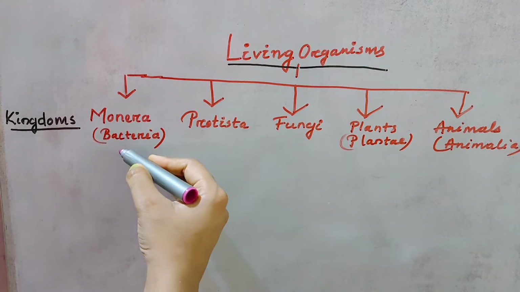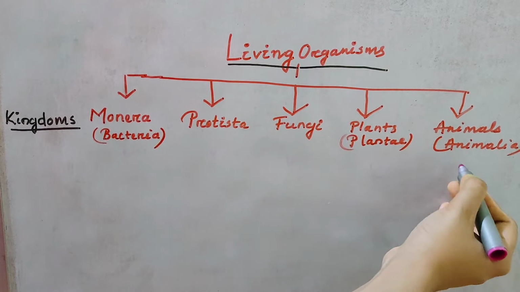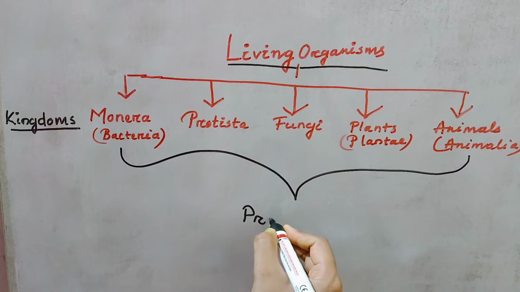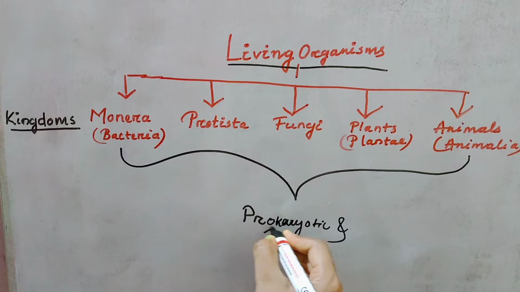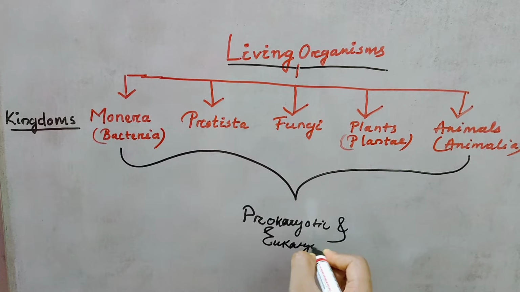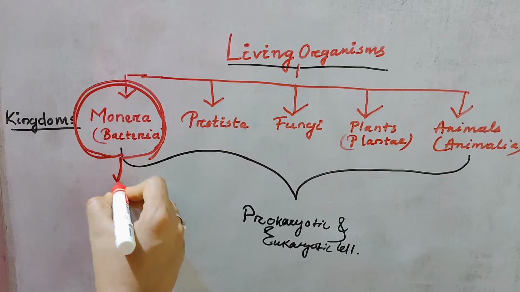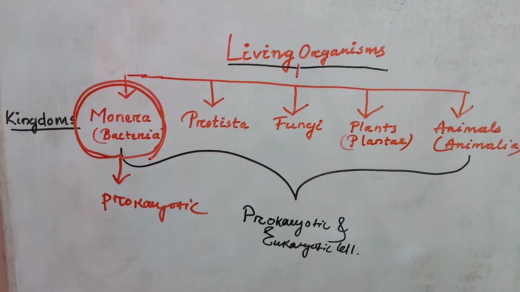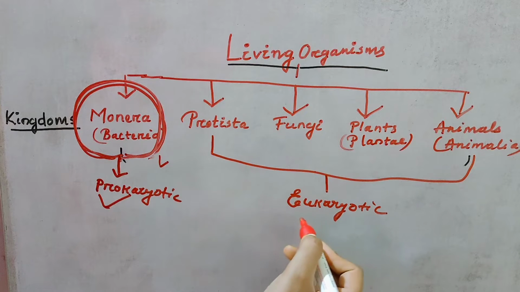So we can say that bacterial cells, protist cells, fungal cells, plant cells or animal cells, all these types of cells belong to two categories, that is prokaryotic cell and eukaryotic cell. One thing we have to remember is that all the members of the kingdom Monera are prokaryotic. Except Monera, all the others belong to eukaryotic.